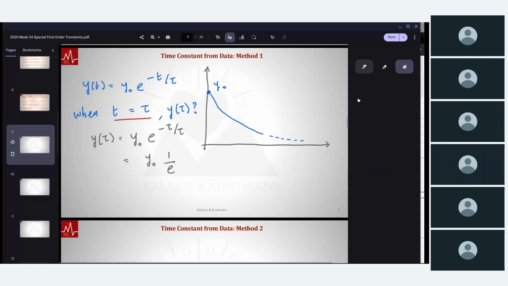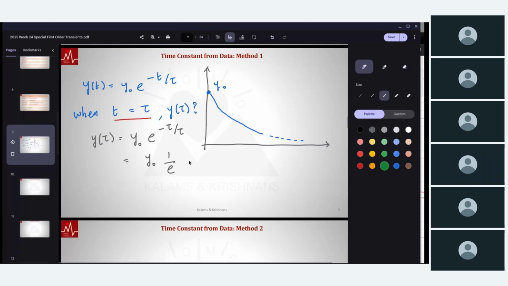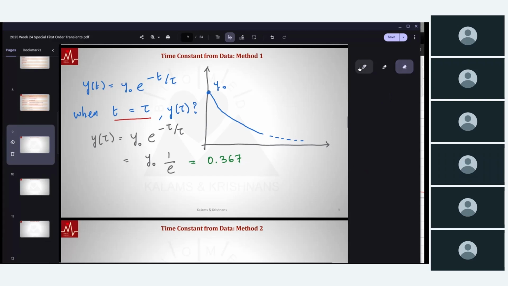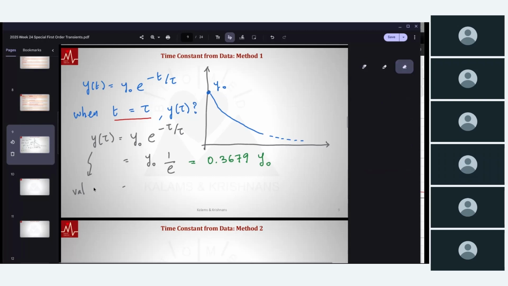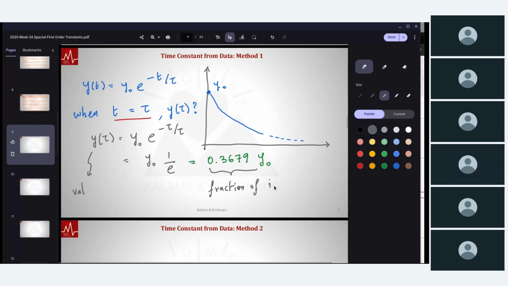So let's get it in color. Notice this is 0.3678, four decimals. Yeah, 3678 or 79, doesn't matter. 78. Y naught. Let me put this in simple English. The value at t equals tau is a fraction of the initial value. The initial value is y naught. There is a fraction of that.